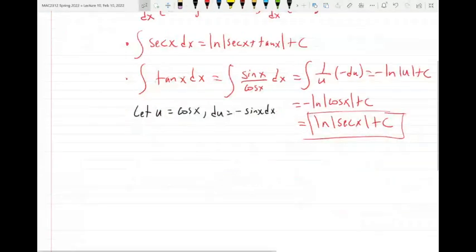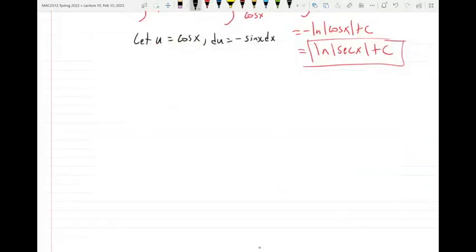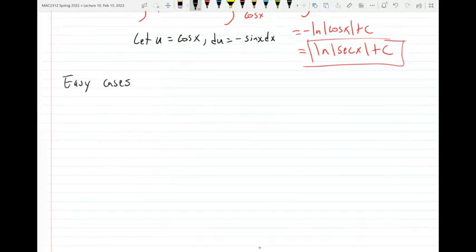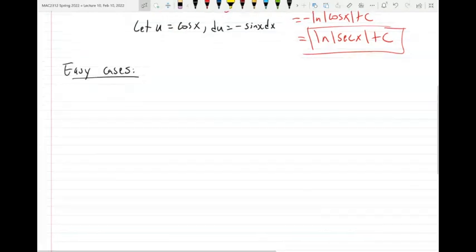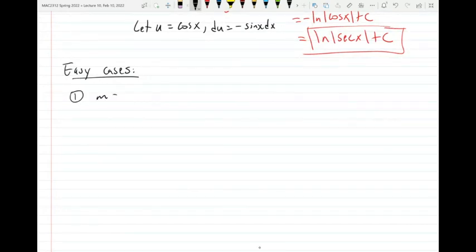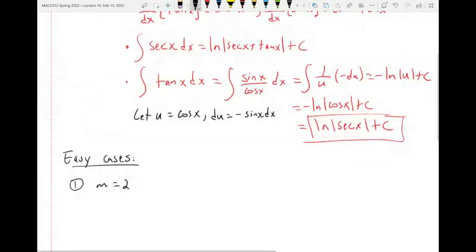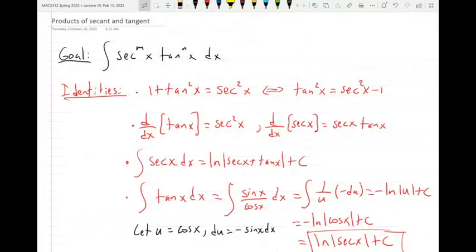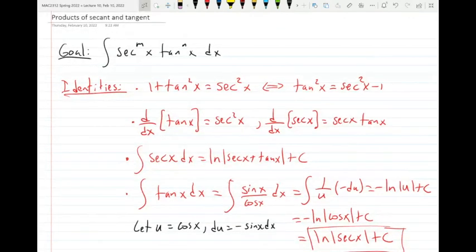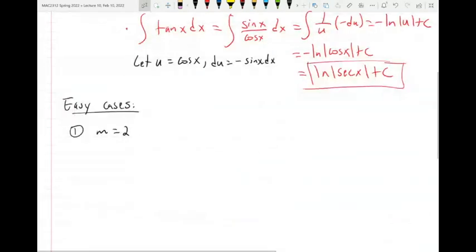Now, let me at least show you the easy case. Two easy cases. The first one is when m is 2. So remember here, m is the power of secant. If you have a secant square, it's super easy. Why? Because you can let u equals tangent, and then du is secant square, right? So it's a super easy case.